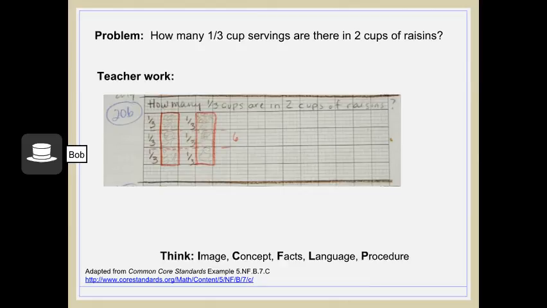Here you see the teacher work for our question, how many 1/3 cup servings in 2 cups of raisins? The teacher has done pretty much exactly what we did, except using bars for the area model. Here are 2 whole cups of raisins. How many 1/3s are there? And so they break each cup into 3 even sections and count the number of thirds and get 6.